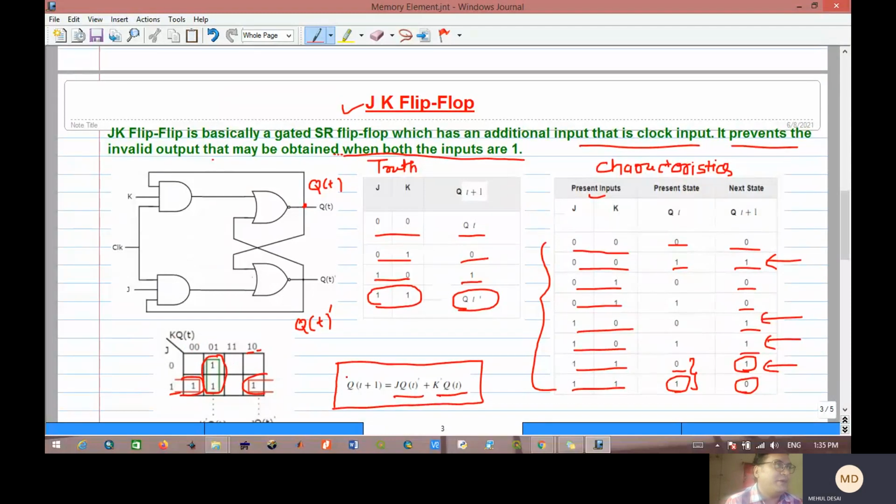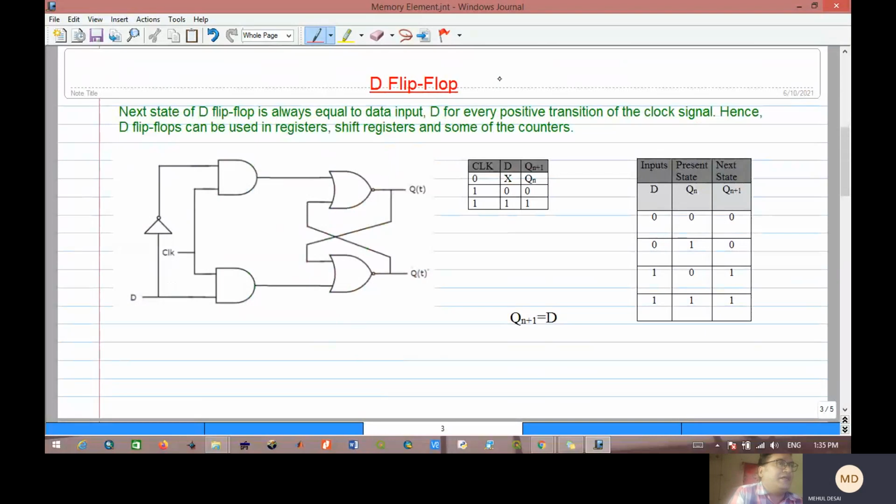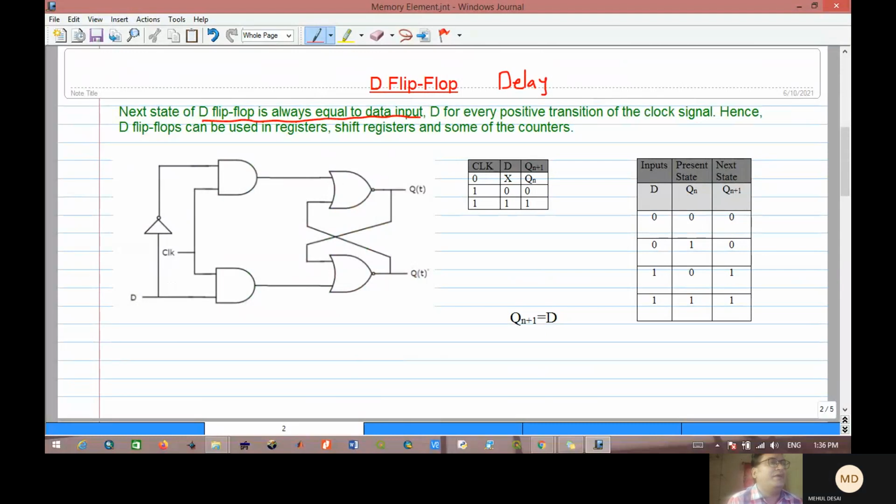Now the next flip-flop is the D flip-flop. D flip-flop means delay flip-flop. It is also called delay flip-flop. The next state of the D flip-flop is always equal to the data input. Whatever input we give, the same output we receive after an amount of delay which occurs internally in the flip-flop. This happens for every positive transition of the clock signal, and the D flip-flop can be used as a register, shift register, or in some counter applications. In our next-to-next video, we will discuss the shift register and counter.